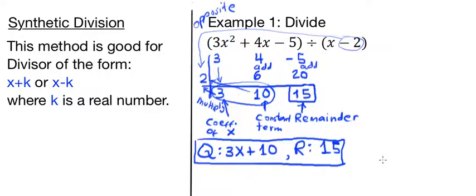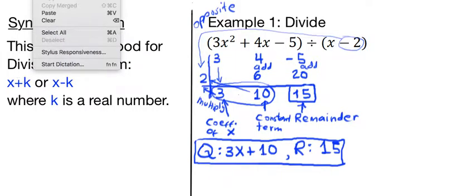Now, this time this method worked beautifully because the divisor was of this form and the dividend was complete. Complete in the sense that it had the quadratic term here, the linear term, and the constant. What if they give you a dividend that is not complete? Well, I will explain that to you on the next example. Let's go to the next example then.